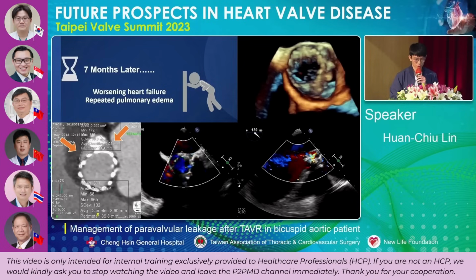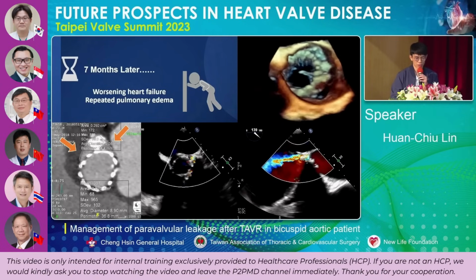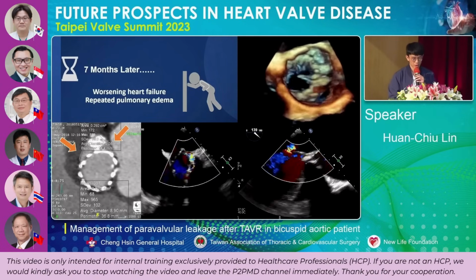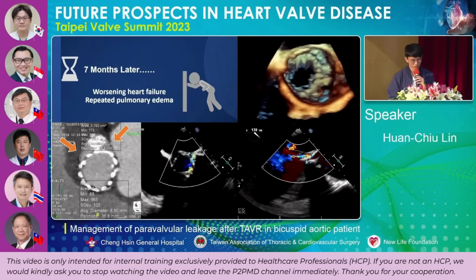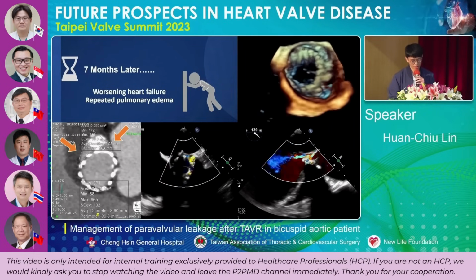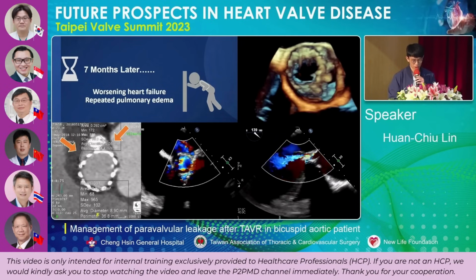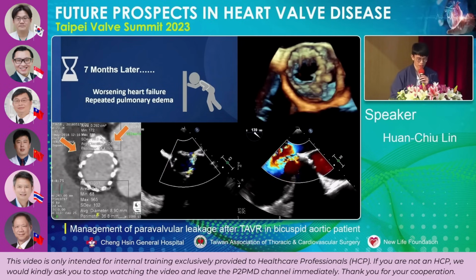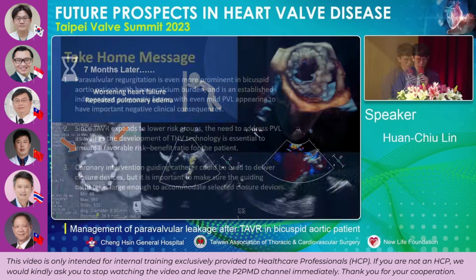to control his symptoms. However, 7 months after the procedure, he suffered from several episodes of hospitalization for heart failure. You can see the follow-up CT scan is formed like a diamond ring shape. The diamond is the calcified fusion raphe, and the ring is our valve. So it turned out to be an oval shape, and there are 2 paravalvular leaks. On the short axis view, you can see it at the 2 o'clock position.